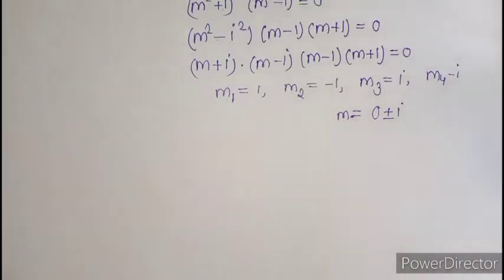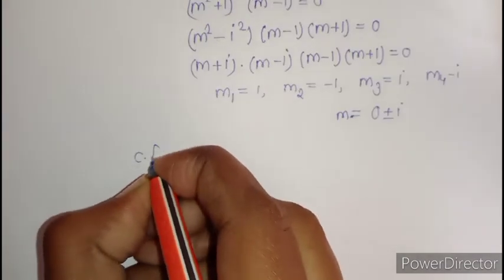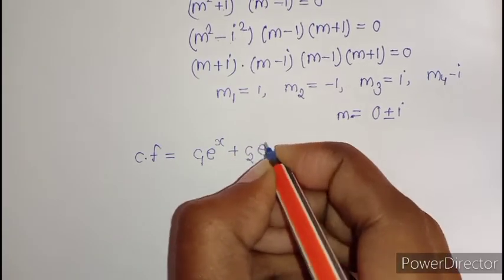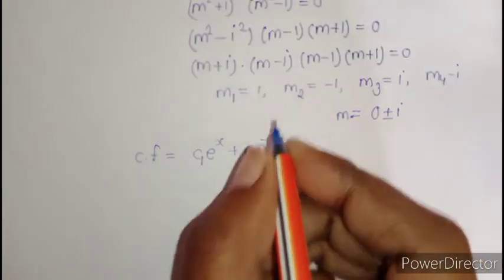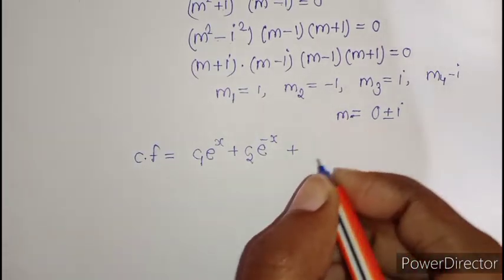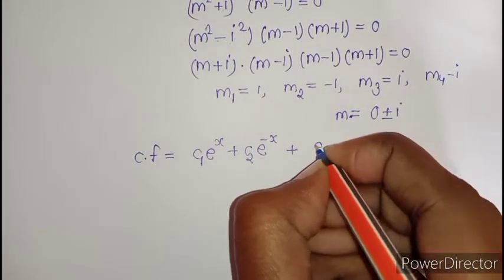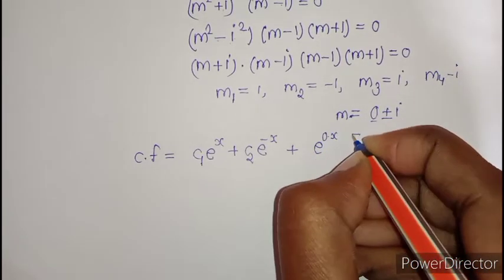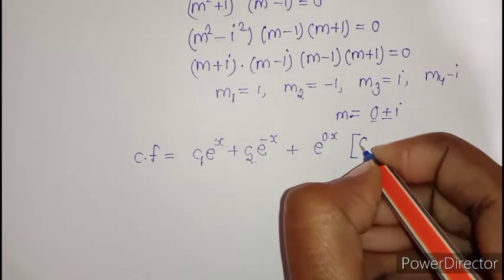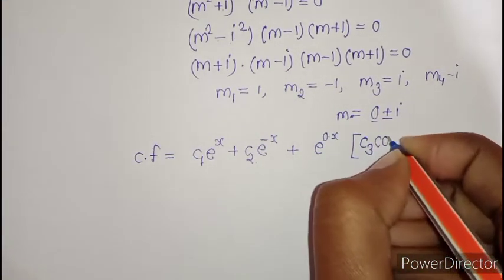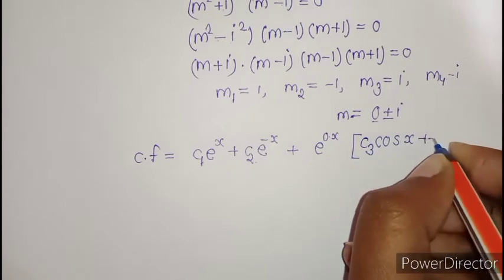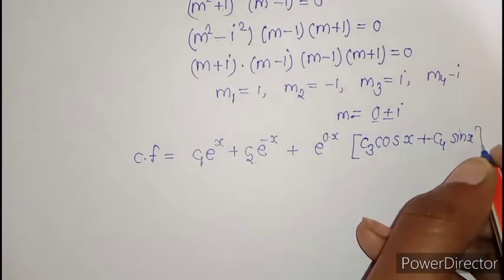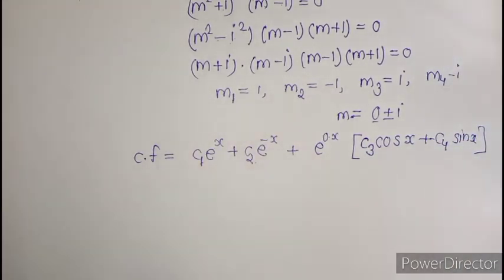So what will be the CF in this case? CF is equal to C1 e raised to power x plus C2 e raised to power minus x for the real roots. And if we write the CF for the imaginary roots, then it becomes e raised to power the real part of this complex number, which is 0, so 0 into x, into C1 and C2 taken. So this becomes C3 cos x plus C4 sin x. This is our CF. So in this way we can find the CF.